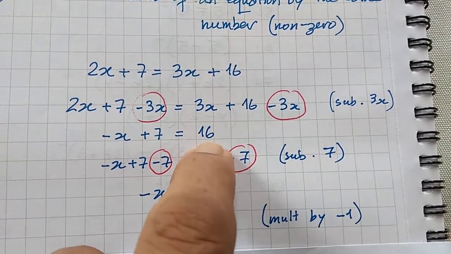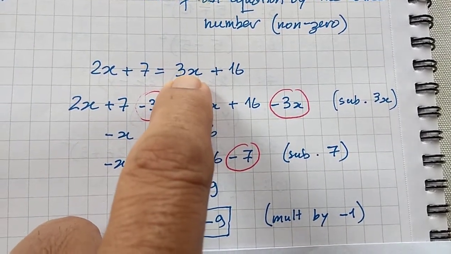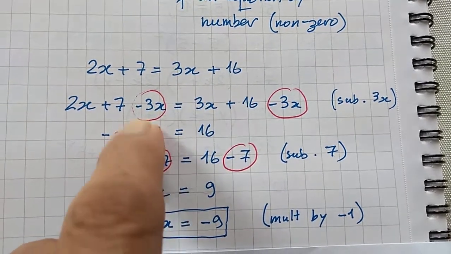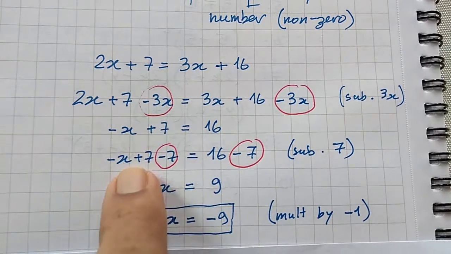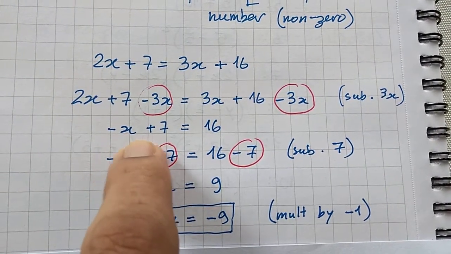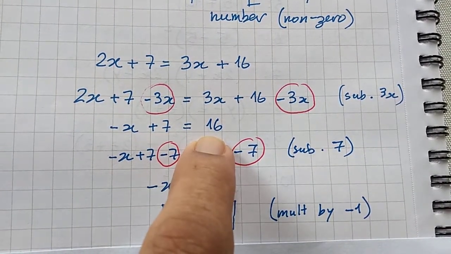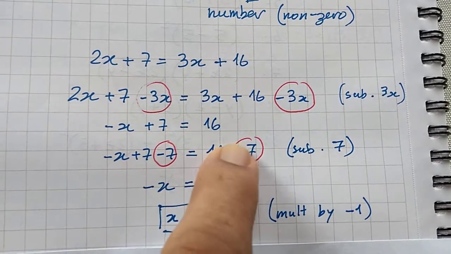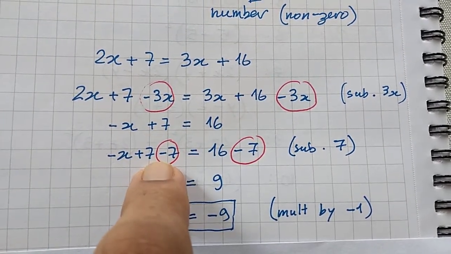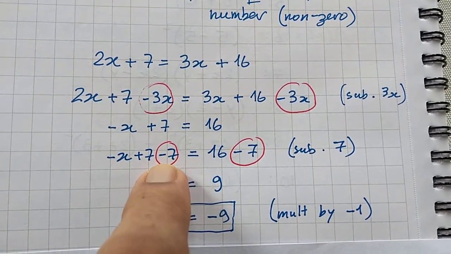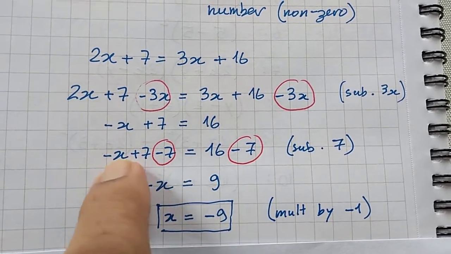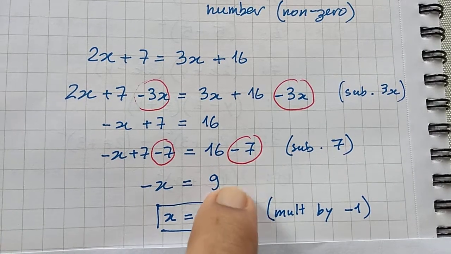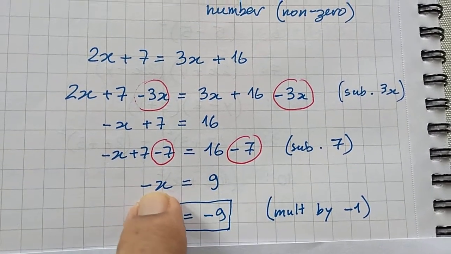I'll get only 16. Basically what we are doing is we are moving this 3x to the other side, changing the sign and removing it from here. So we end up with minus x plus 7 is equal to 16. Now we move the 7 to this side. How do we do that? We subtract 7 from both sides. So we subtract 7 here, we subtract 7 here, we get minus x is equal to 16 minus 7, which is equal to 9.